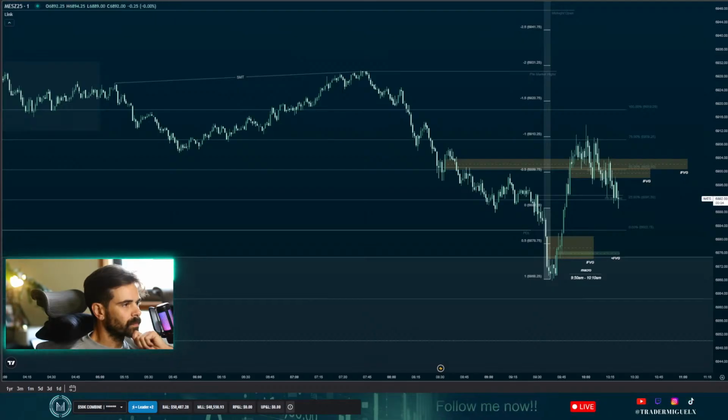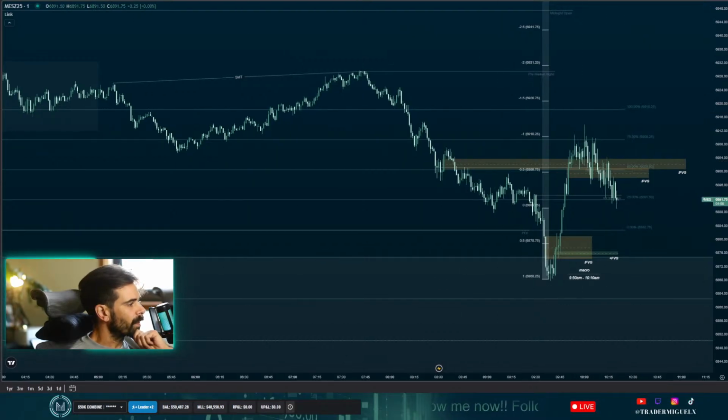Yeah, but NQ seems way weaker. This is not looking good for shorts as well.